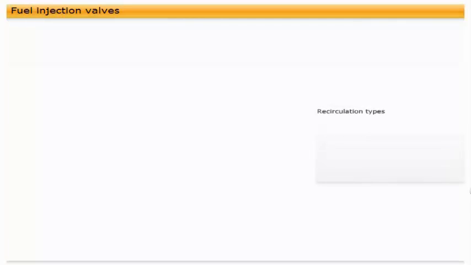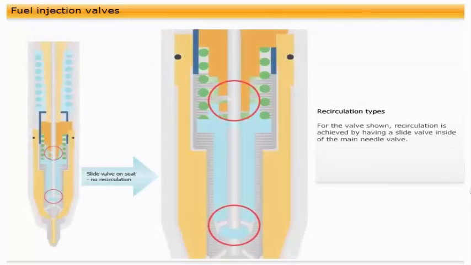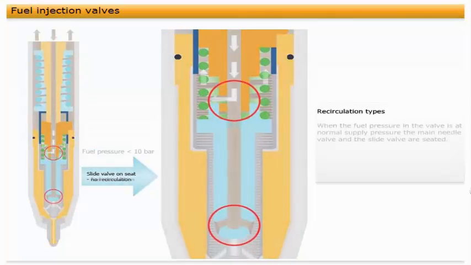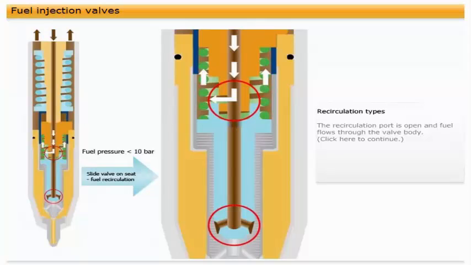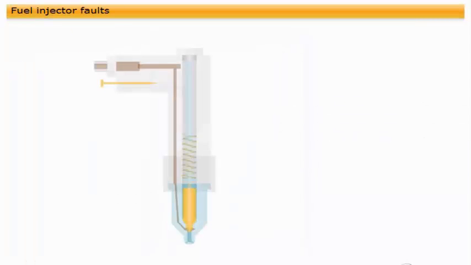Click on the button to learn more about recirculation types. For the valve shown, recirculation is achieved by having a slide valve inside of the main needle valve. When the fuel pressure in the valve is at normal supply pressure, the main needle valve and the slide valve are seated. The recirculation port is open and fuel flows through the valve body.